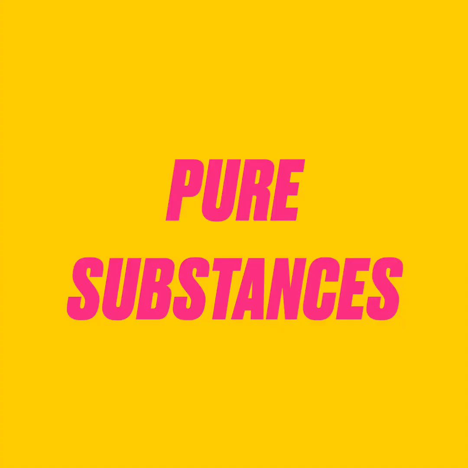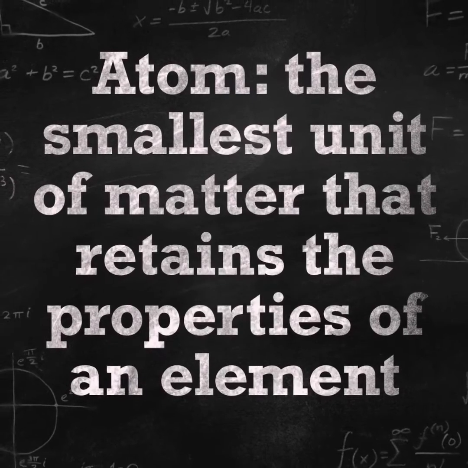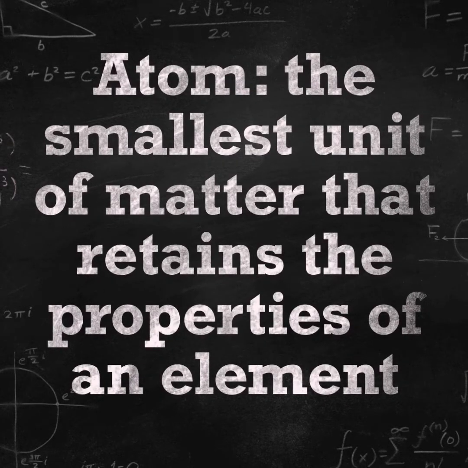Pure substances are made up of one unit. It can be one unit alone, or it can be one unit that repeats itself over and over. An atom is the smallest unit of matter that retains the properties of a specific element.